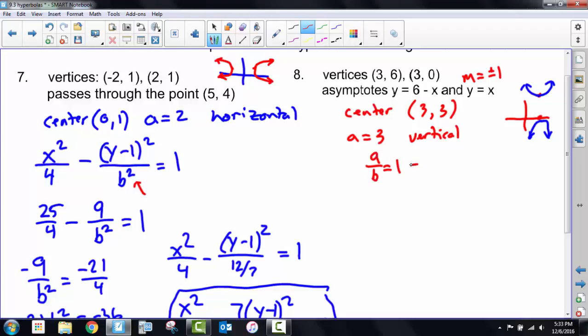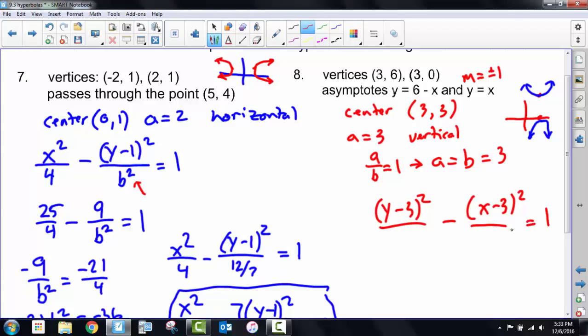Well, in this particular case, we know it's going to be a over b because it's vertical, and a over b is the way the slope's going to go. So a over b has to equal 1. We already know that a is 3 and a has to equal b. So if a is 3, b is 3. We just found all that information. And now let's just plug it into standard form. So we're going to have y minus 3 squared minus x minus 3 squared. And a and b are both 3, so there are going to be 9s under both of those.